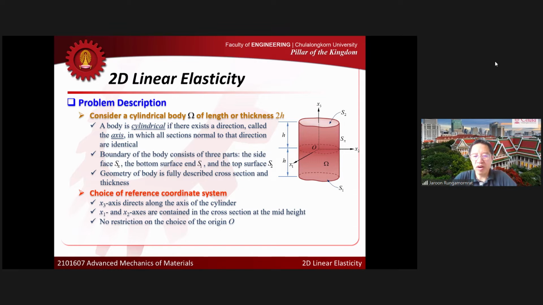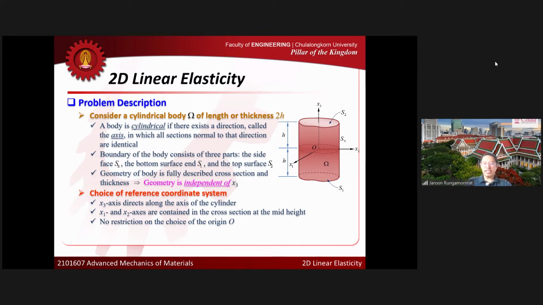So now I will call X1 and X2 the in-plane coordinates, and X3 here is termed the out-of-plane coordinate. Out of plane in the sense that it's normal to the cross section of the body. X1 and X2 are termed the in-plane coordinates because they are contained in the cross section at the mid height.